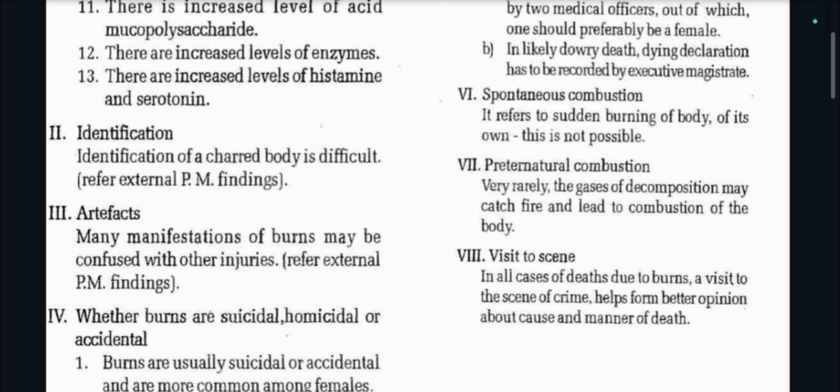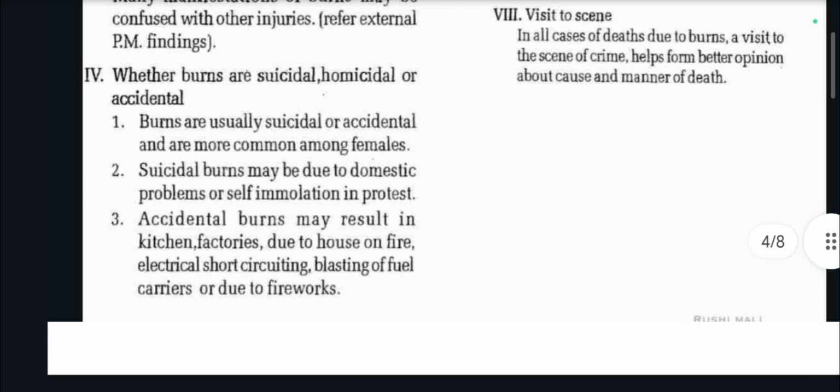What do I mean by charred? Charred means a completely burnt body, very black, the last stage of burning, in which even bones are burnt. So that is the charred body. What about artifacts? Many manifestations of burns may be confused with other injuries. Then, whether burns are suicidal, homicidal, or accidental: burns are usually suicidal or accidental and are more common among females.